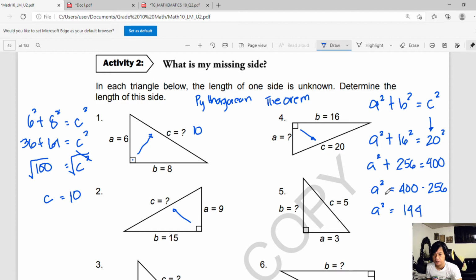144. Let's take the square root of both sides so that this will be removed. So, A is equal to, what's the square root of 144? The square root of 144 is 12. So, the measure of A here is 12.